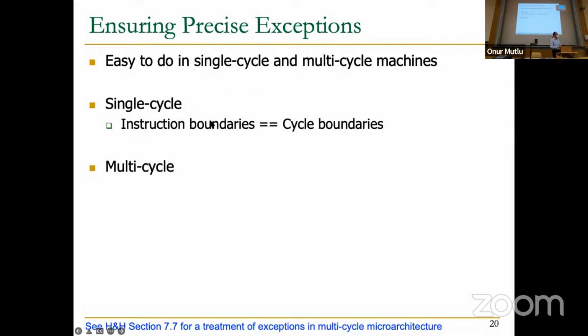Single cycle instruction binaries are cycle boundaries anyway. So whenever you actually finish an instruction, you know that you finished that instruction and you didn't start any instruction after this, and all of the prior instructions are finished. That's the beauty of a single cycle machine, right?